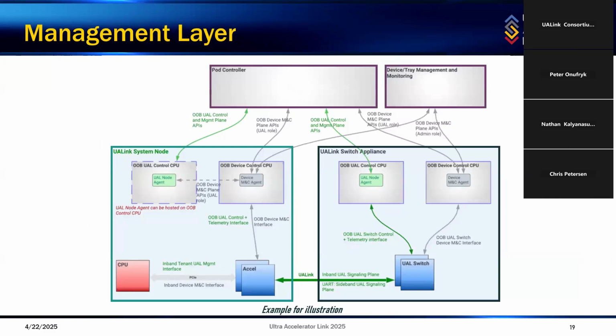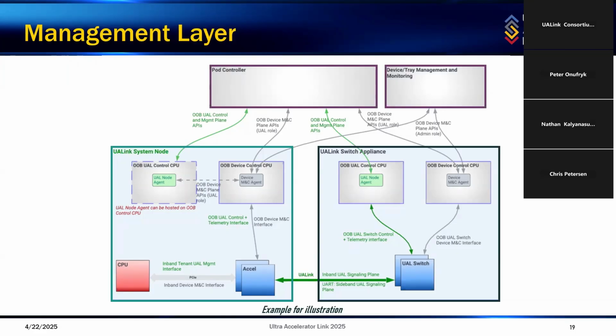Let's take a little bit of a deeper look at this. So the example here shows each of the 3 components I just described. So the UALink system node is shown in green here on the left. And as I mentioned, that contains the CPU in red here, the blue accelerators, and then some form of management subsystem. So in a traditional server, that is often a BMC or a baseboard management controller. On the right side is the UALink switch platform with the blue UALink switches on it. And then at the top is the pod or rack management controllers.